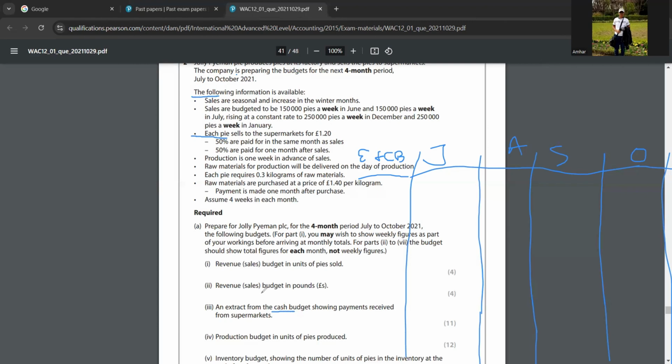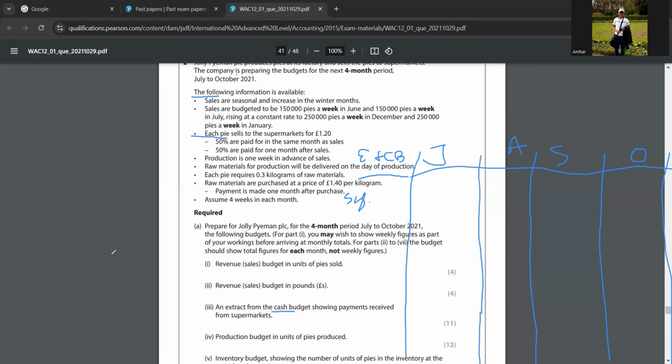Okay, so in that part, look at this part. They are saying 50% are paid for the same month as sales. So right here in this extract from cash budget line, 50%, same month as sales. Okay, so there now.